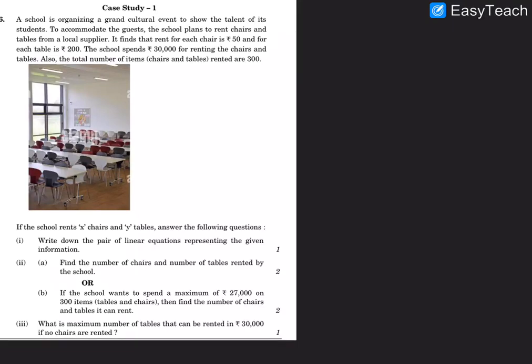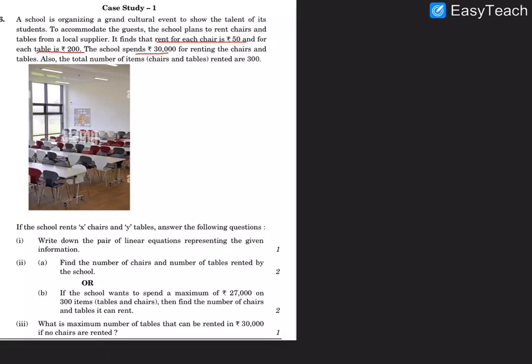Hello, we are doing the CBSE 2025 board paper. In this question, a school has organized some cultural event, so they have rented some tables and chairs. The rent of each chair is rupees 50 and the rent of each table is rupees 200.